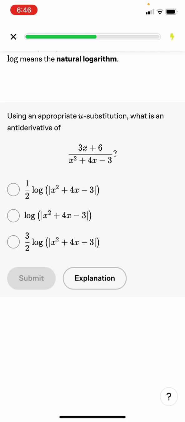Using an appropriate u substitution, what is the antiderivative of (3x plus 6) divided by (x squared plus 4x minus 3)? What is the antiderivative of it? So it would be the absolute value.